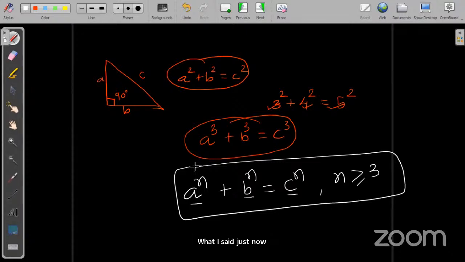This statement, what I said just now, looks like a very simple problem. The problem is you have to find a, b, c such that this equation has a solution. But does anyone know how many years the mathematicians took to prove this? Just guess. You can guess some number, some year.